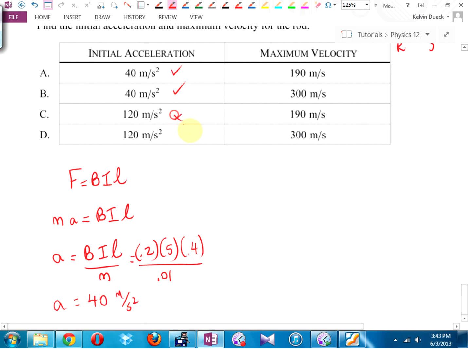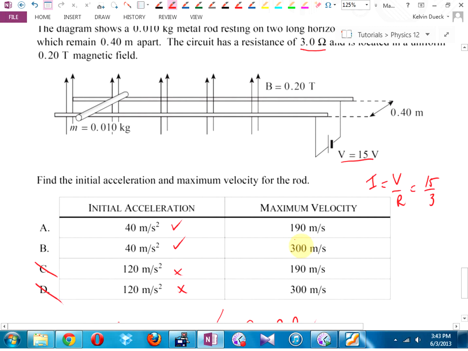Cross out, cross out. What's the maximum velocity? That's got a V in it, yes? What is the maximum velocity? The maximum velocity is when the net voltage is 0, when the back voltage is equal to 15 volts.